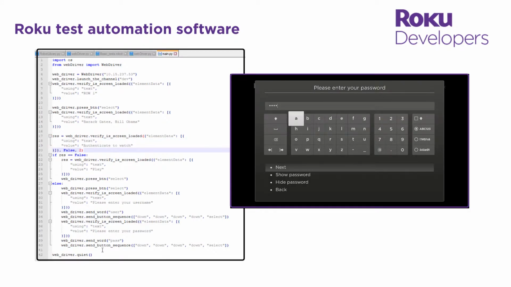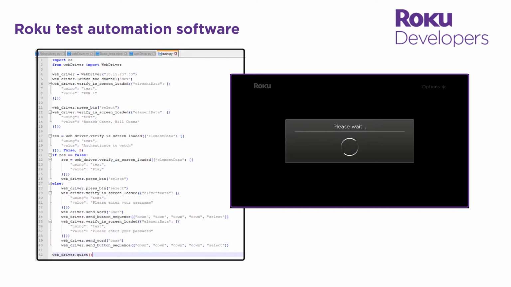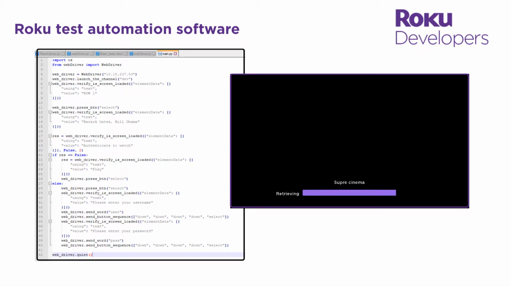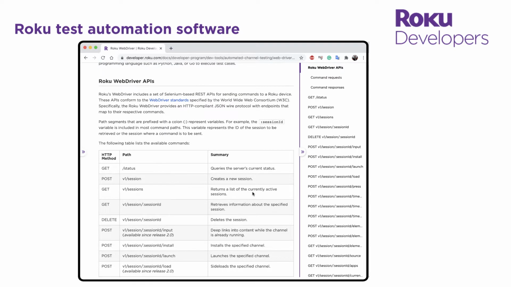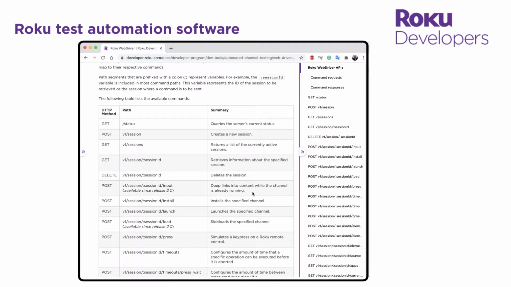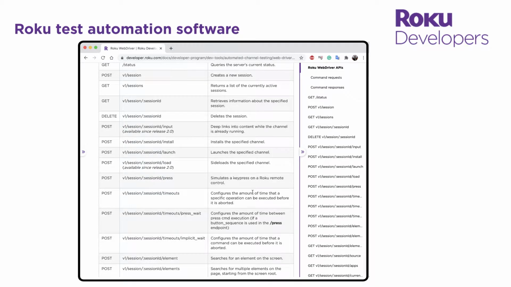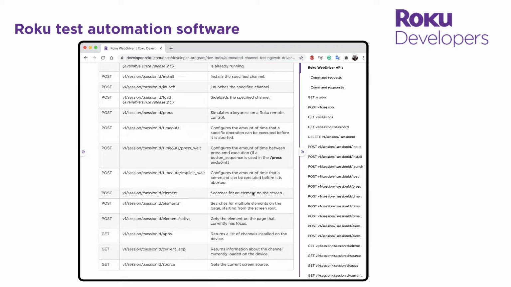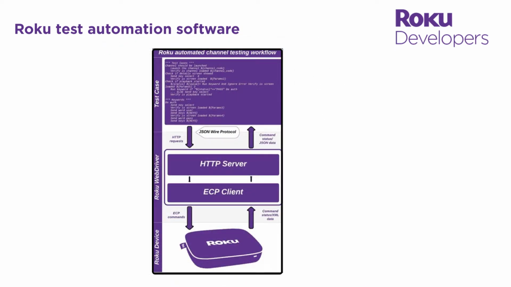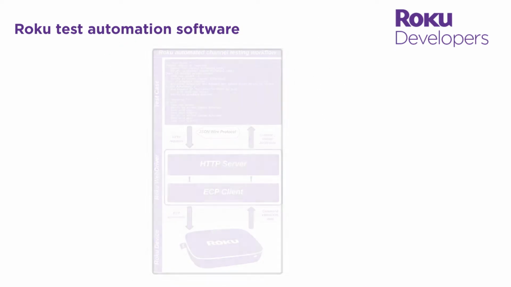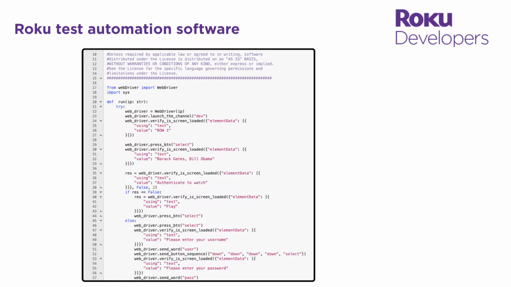This speeds up channel development by reducing the number of manual UI tests that need to be run for simple to complex test cases. Roku provides custom Selenium-based WebDriver APIs for sending commands to launch channels, send key presses, and check whether SceneGraph components are present on the screen. Channels can use the WebDriver APIs to control a Roku device while using a test framework or programming language to create, run, log, and record test cases.